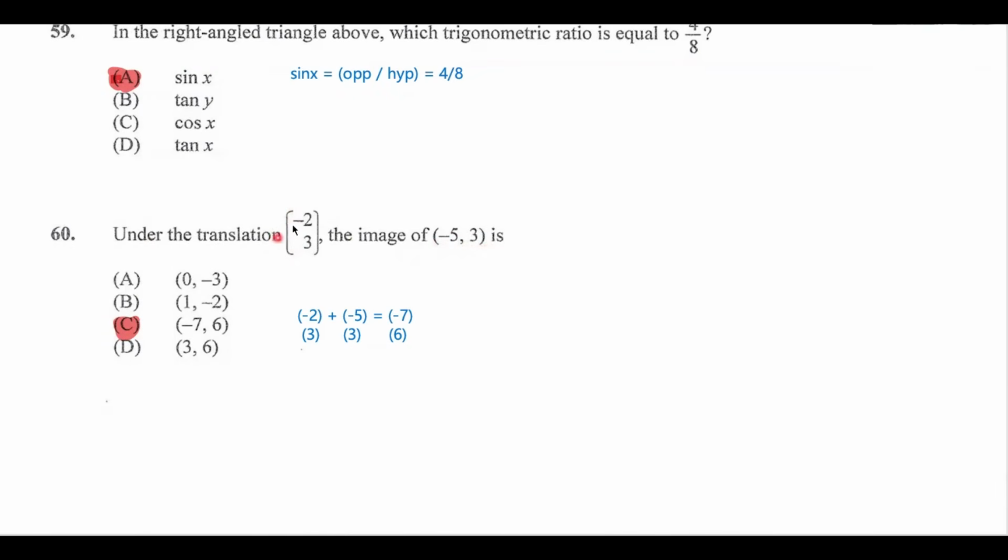And last one, under the translation minus 2, 3, the image of minus 5, 3 is. Okay, so we just add the two vectors together, or if you want to call them matrices. Minus 2 and 3, add minus 5 and 3. Minus 2 add minus 5: we all know if the signs are the same, you add the two numbers and you put the sign in front. So 2 add 5 is 7, you put the minus in front. And then 3 add 3 below is 6. So minus 7, 6. So, C. So we were able to complete this paper.